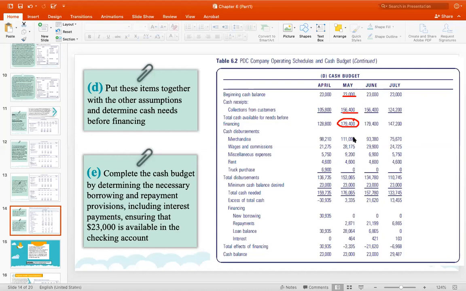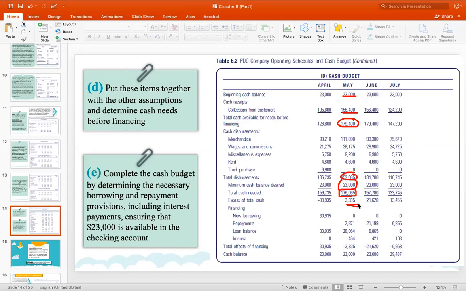Same thing, we'll subtract the total disbursements. Also, we subtract the minimum cash desired. So here is the total cash needed. We subtract the total cash needed from the total cash available by the firm. Now, you clearly see here that we have an excess of cash this time. This means that the cash available from the activity of the firm is high enough to cover all our needs, plus high enough to produce an excess of total cash.